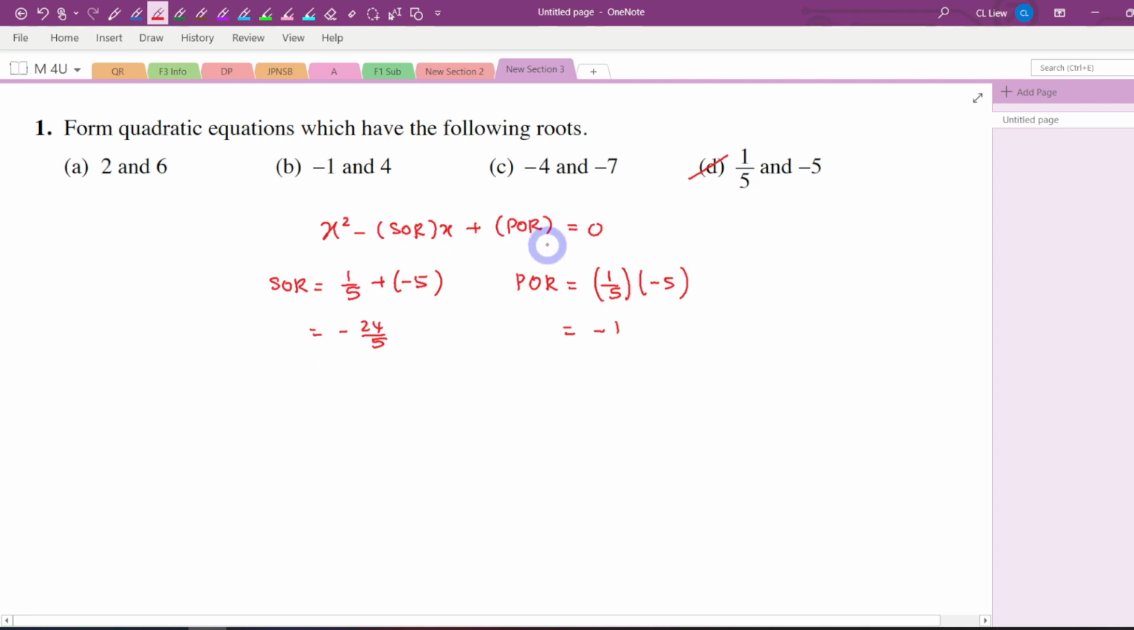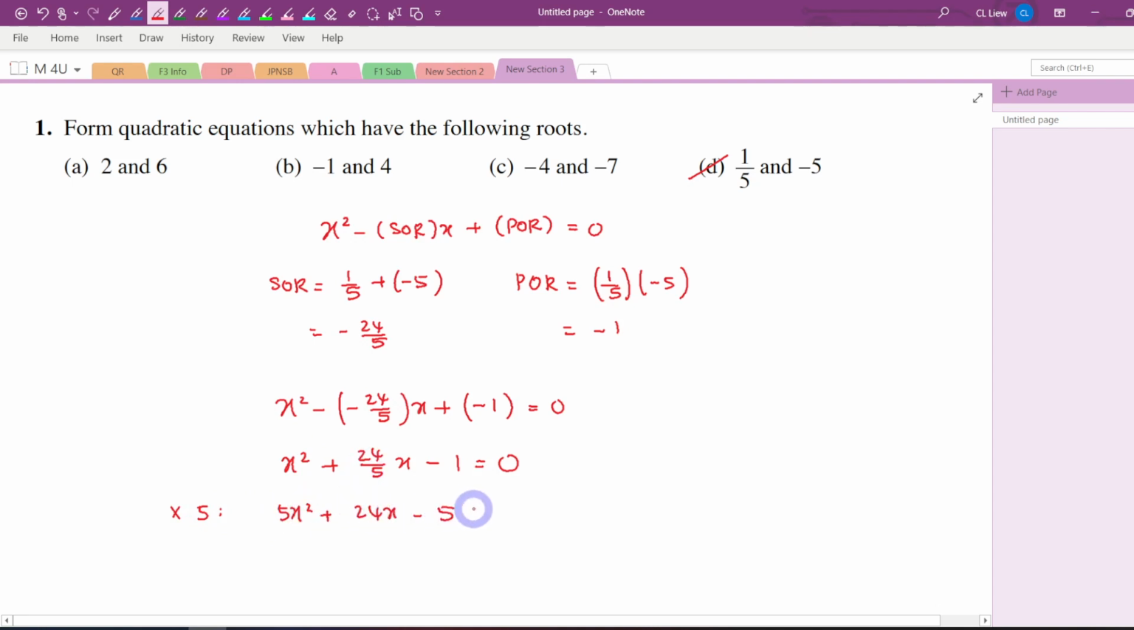So the quadratic equation which has these roots is x squared minus sum of roots. Be careful, this is minus x plus, here is plus, product of roots is equal to 0. Negative negative becomes positive. Positive negative becomes negative. So this is the quadratic equation having these roots. If you don't want to see a fraction here, you can multiply the whole equation by 5. Then it will become 5x squared plus 24x minus 5 is equal to 0.